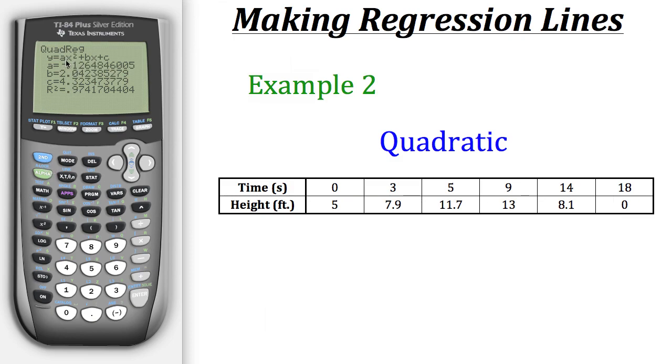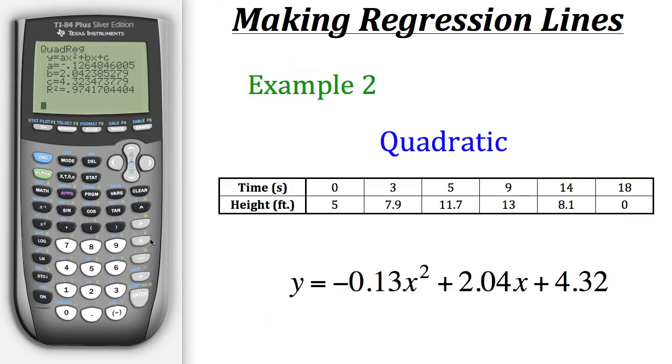So this time, since we're doing a quadratic function, the calculator shows us a general formula, or a general function, y equals ax squared plus bx plus c. And then it proceeds to give us those constants, a, b, and c, based on the data in the lists that we indicated. So when we plug these constants into the general function, we get y equals negative 0.13x squared plus 2.04x plus 4.32.